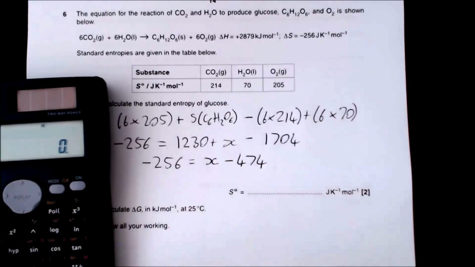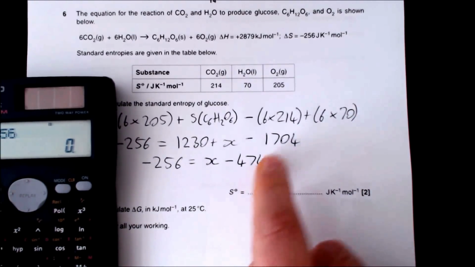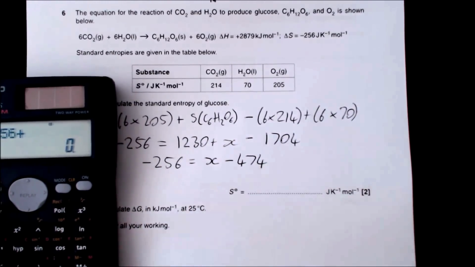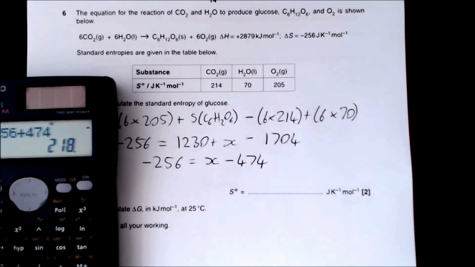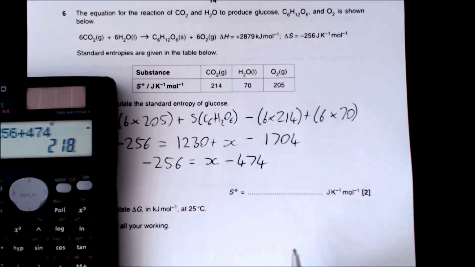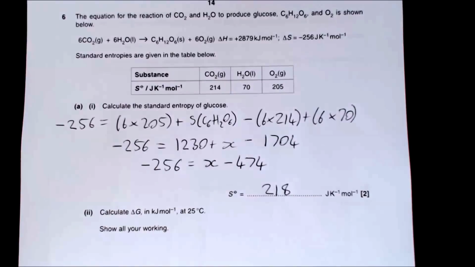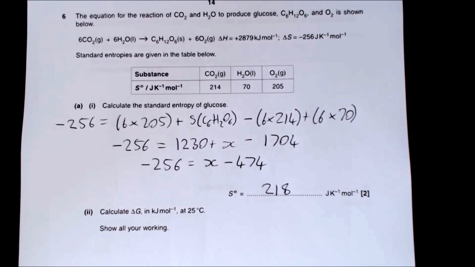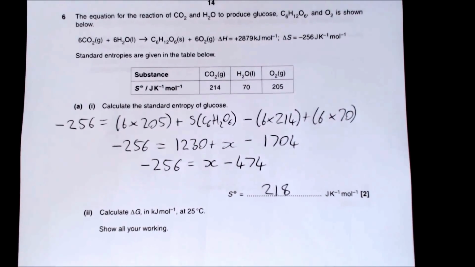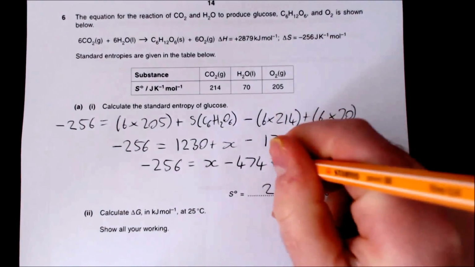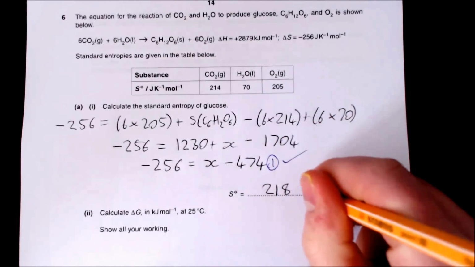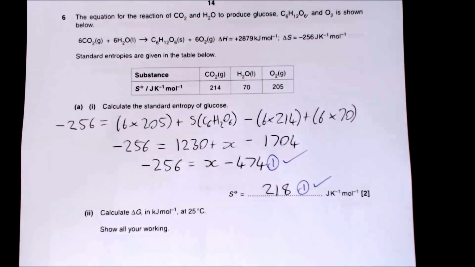So we're going to have -256, take this across, that's going to be plus 474 equals, we should get 218, and that is our answer there. Okay, so just a little bit of algebra there. It's not too bad, I suppose. The 2 marks you get for this, you get 1 mark for actually working out that bit there, and obviously 1 mark for your answer as well.